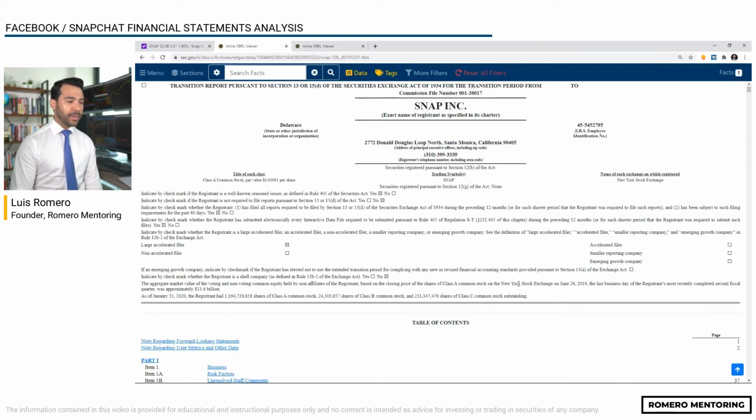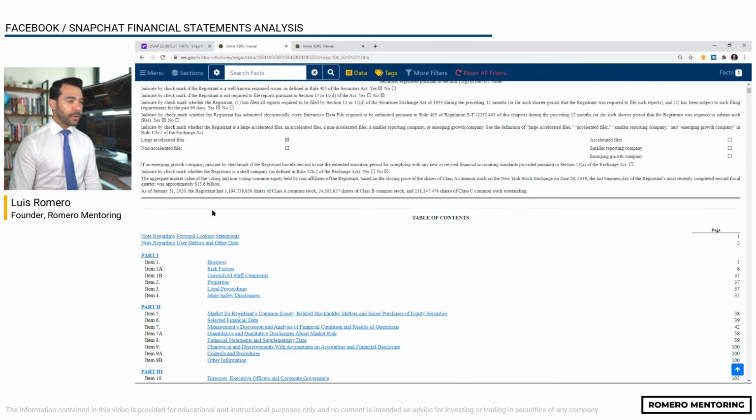So if I scroll down here, you're going to see that on the first page, they have 3 different classes of shares, okay? They have Class A, they have Class B, and they also have Class C. So 3 different structures of shares. Now, what about voting? Who gets to vote? As a public shareholder, do you have a say in terms of what happens with the company? Can you voice your opinion?